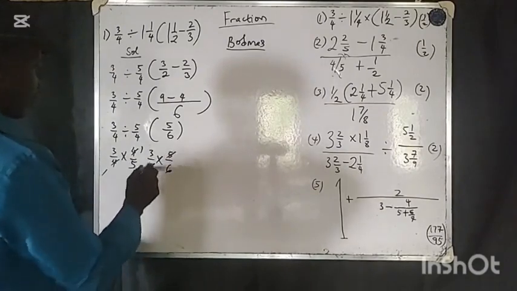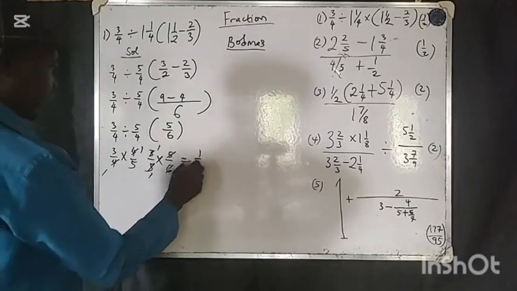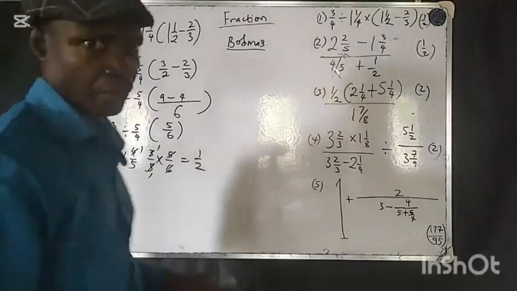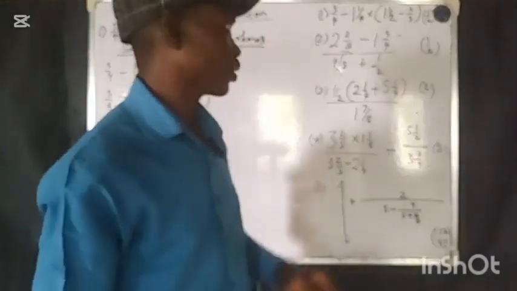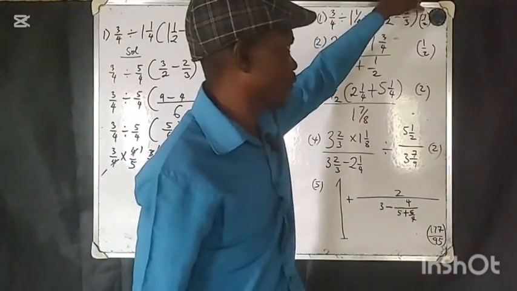5 here 1, 5 here 1. 3 here 1, 3 here 2. So our final answer is 1 over 2 for the first question. And as you can see, in the bracket, I put 1 over 2. That will be the answer for number 1.